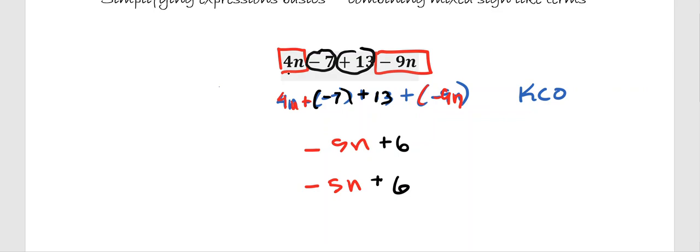Keep to the basics, combine your like terms visually with boxes and circles, and don't forget to include the signs. That will remind us of whether we're combining, adding positives or negatives together.